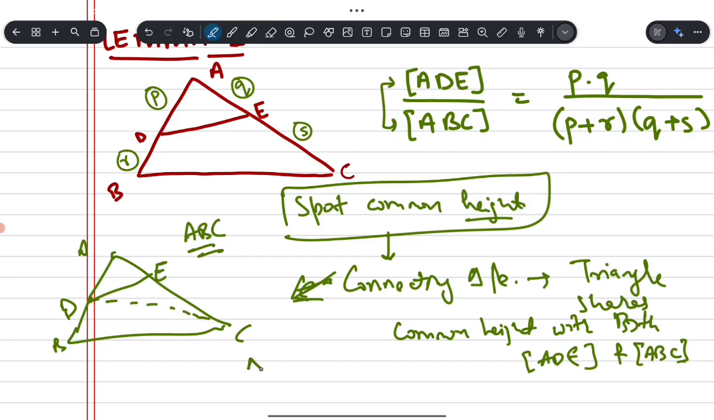Notice the triangle ADC shares this height with triangle ADE, and also notice that this triangle shares this height with triangle ABC.